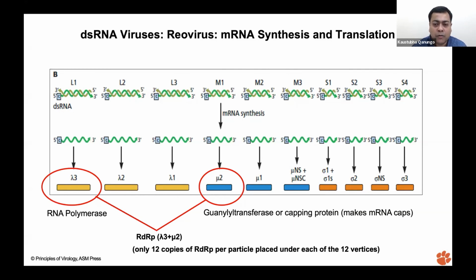And also what you can see is that there are some proteins like mu-NS, mu-NSC, sigma-NS. NS means that these are non-structural proteins, meaning they are produced in the cell, but they are responsible for regulation, assembly, and packaging of the virus particle, and maturation of the virus particle. But these proteins are not present inside the virus particle. That's why we call them non-structural proteins. The others are all structural proteins.